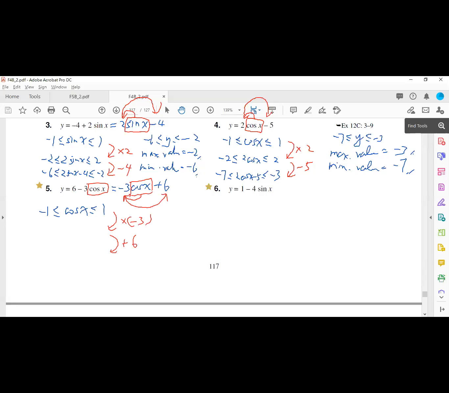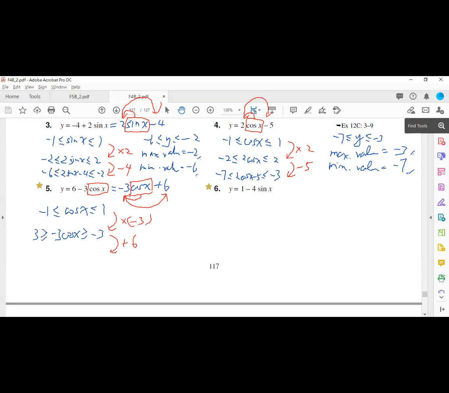When you multiply by -3, the -1 becomes +3, and the middle becomes -3 cosine x. 1 times -3 is -3. The reason I need you to put a star is that you are multiplying an inequality by a negative number, so you need to change the inequality sign to the opposite direction.